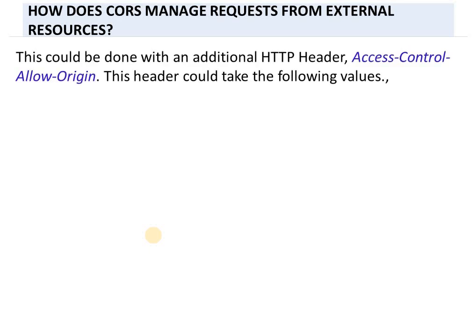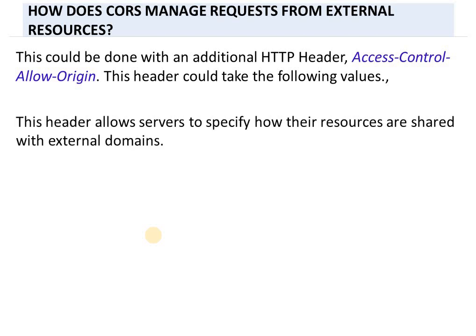So how does it manage requests from an external resource? To manage requests from an external resource, there is an additional HTTP header known as Access-Control-Allow-Origin. This header could take the following values, which we will discuss later. First thing you should know is that this header allows servers to specify how resources are shared with external domains. This header will define how resources of a particular domain will be shared with an external domain.